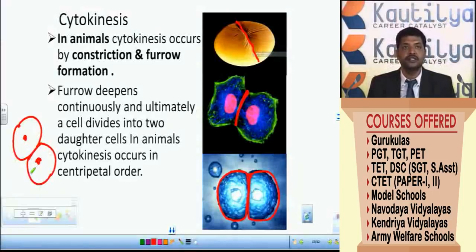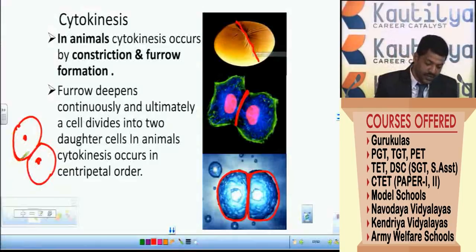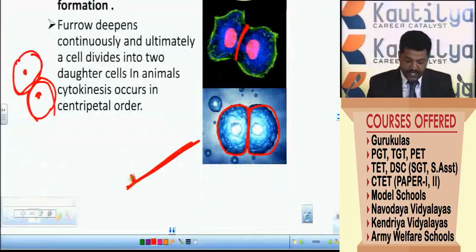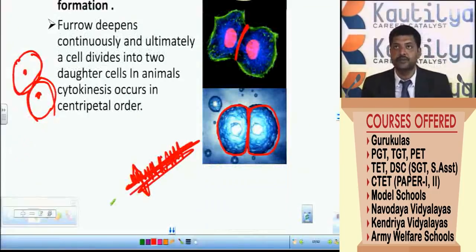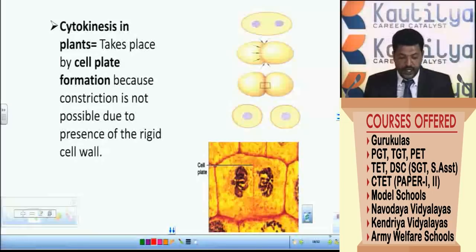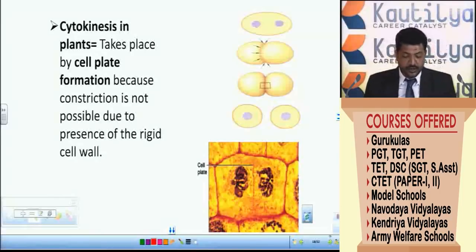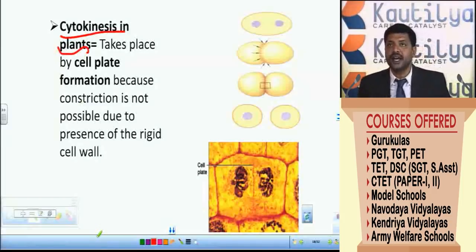In animal cells, cytokinesis is in a centripetal manner, developing towards the center. But in plant cells, what happens? In the middle of the interzonal fibers, calcium, magnesium, pectate deposition takes place. So the middle lamella develops from center to periphery, that is the centrifugal method, by phragmoplast or cell plate. Cytokinesis in plants takes place by cell plate formation because constriction is not possible, because of the hard cell wall. So in plant cells, the kind of division is the cell plate method.